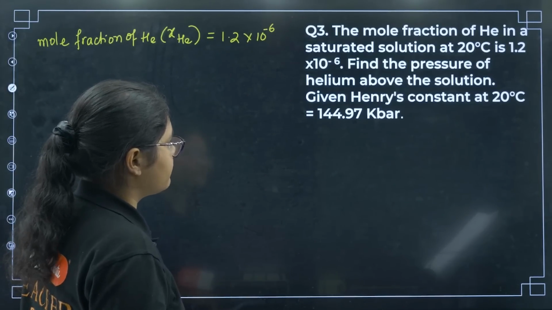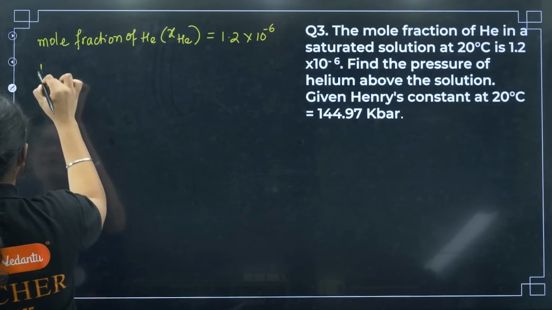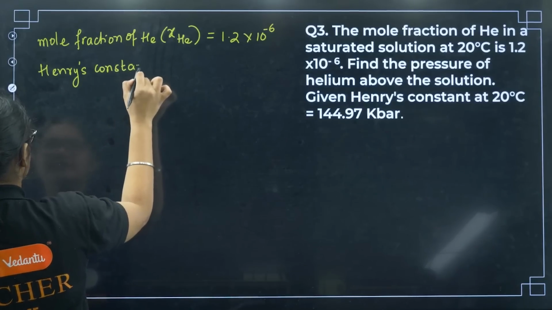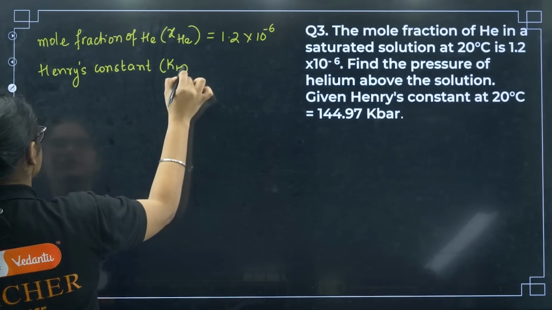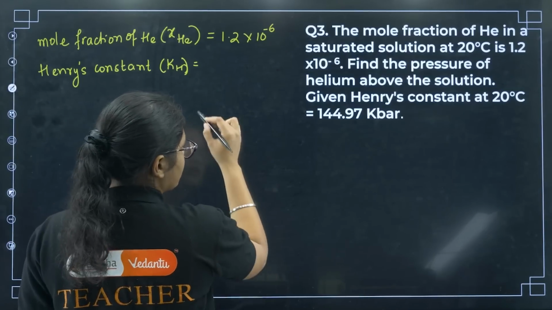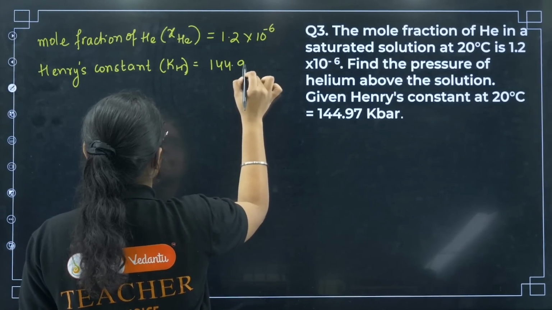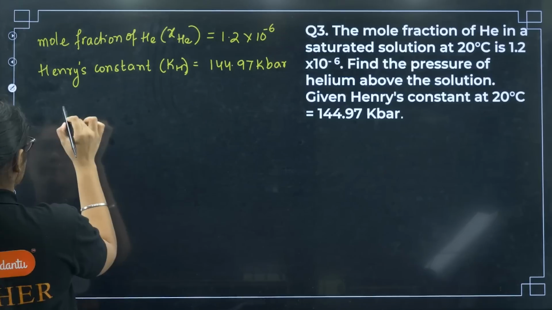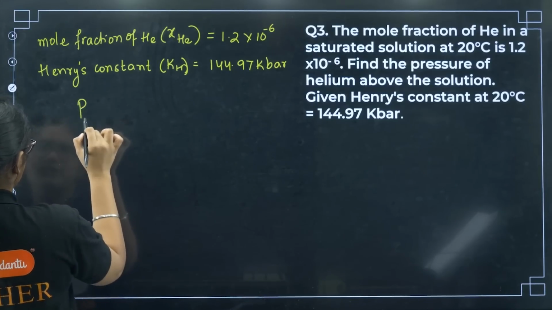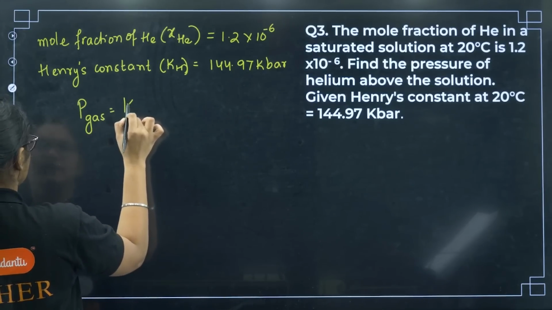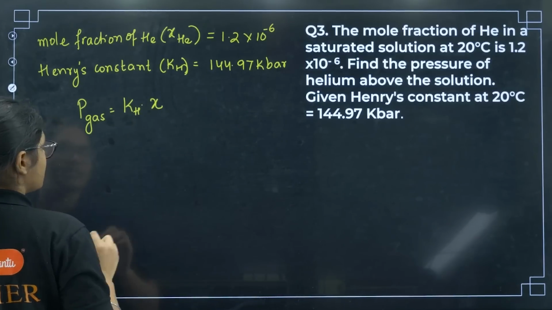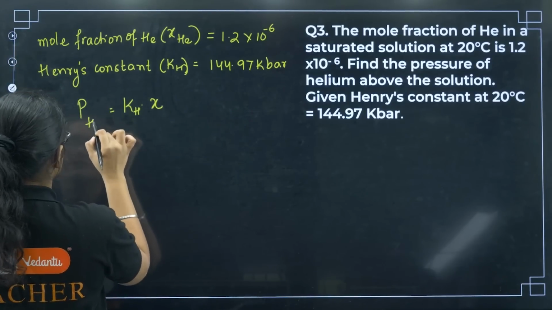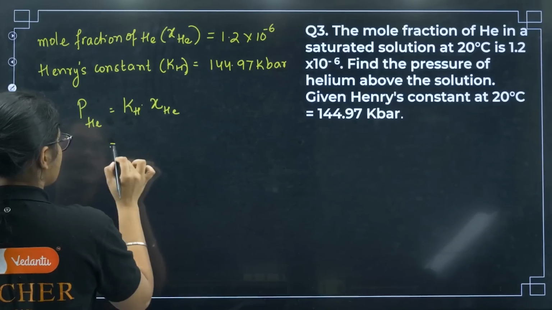Next, we have to find Henry's constant, which is given. In this way you don't have to explain the terms again in the equation. Henry's constant Kh is equal to 144.97 kilobar. Okay, I have written the values. Next I have to write down the formula. As we all know, P of the gas is equal to Kh into X. So I can write the partial pressure of the helium. The question is asking about the partial pressure of the helium, which I have to calculate.